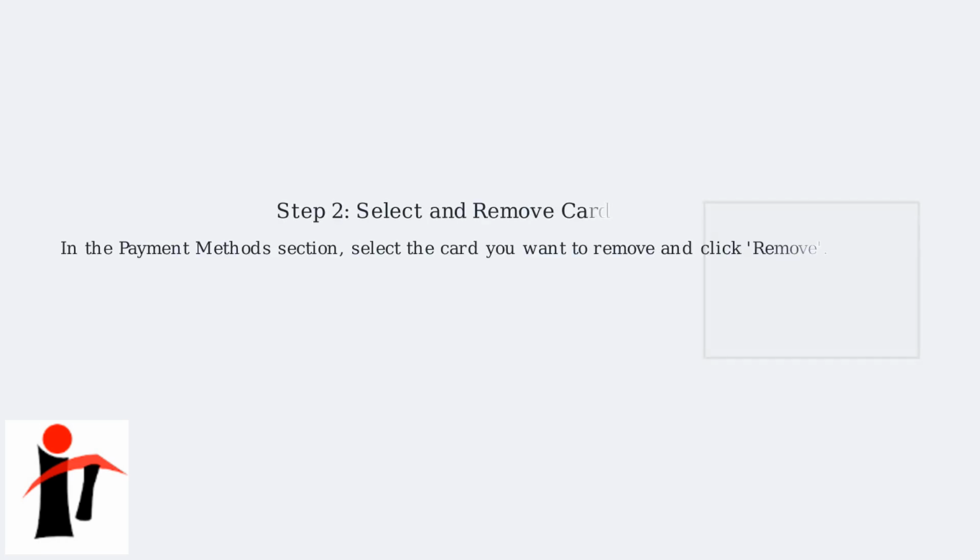To remove a credit card from your Facebook Ads account, start by navigating to Ads Manager. Click on the Billing section, then select Payment Methods from the menu. Once in Payment Methods, locate the credit card you wish to remove. Click on it to select, then click the Remove button. Meta will prompt for confirmation to ensure security.